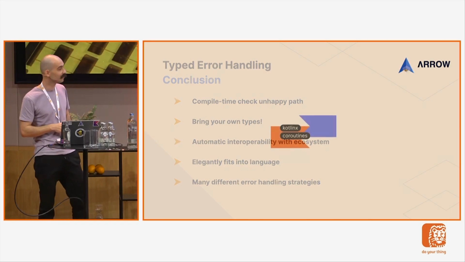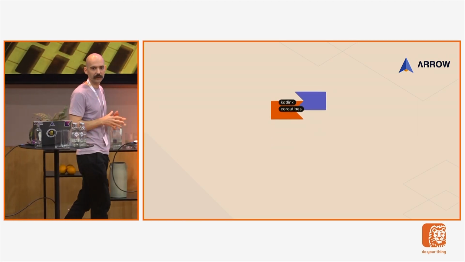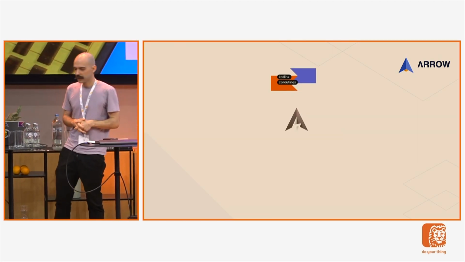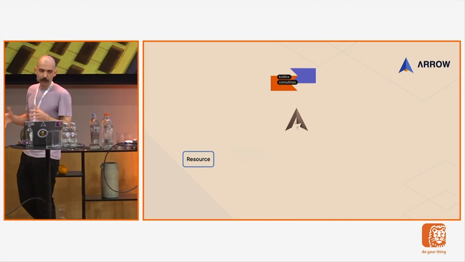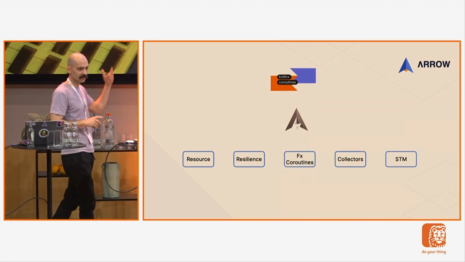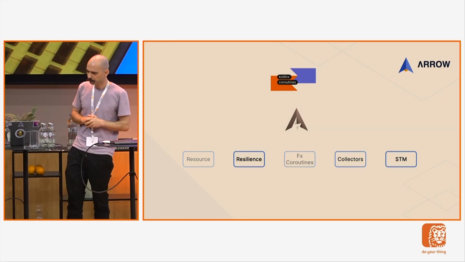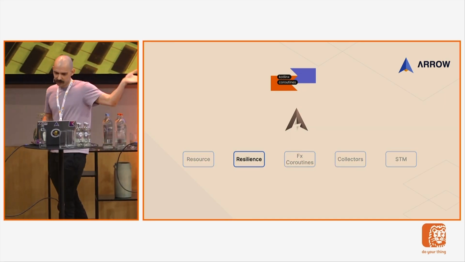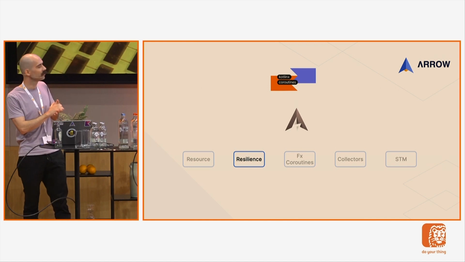Yeah, and one thing that we've not yet covered was resilience. When we talk about resilience, we very quickly get to Kotlin coroutines. And that brings us to a new category of modules in the Arrow organization, which is Arrow Effects. And Arrow Effects has a couple of large modules, as you can see here.